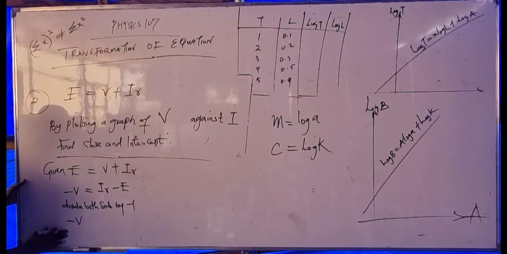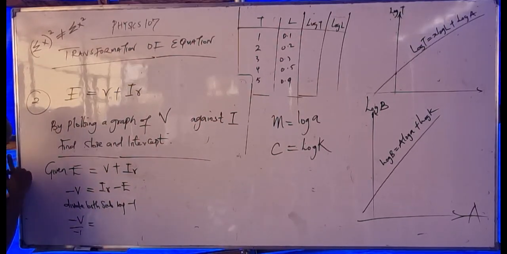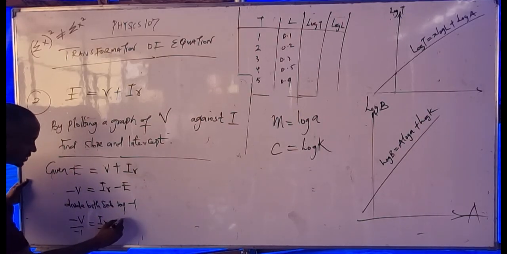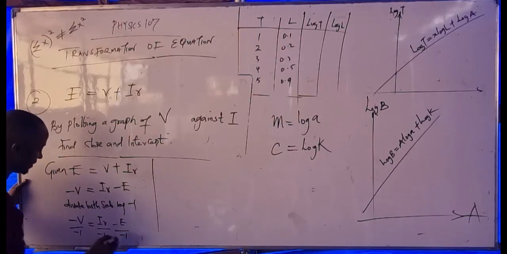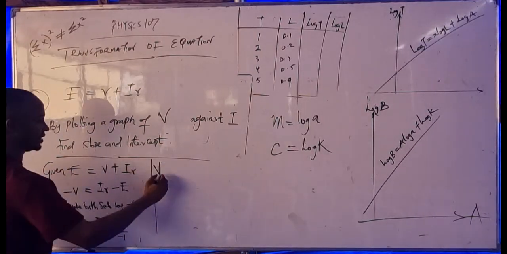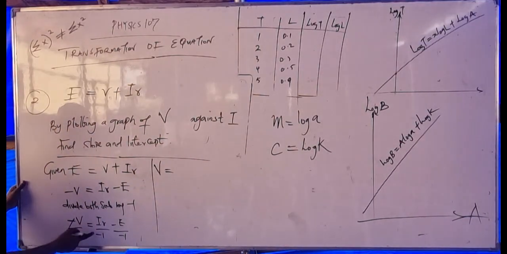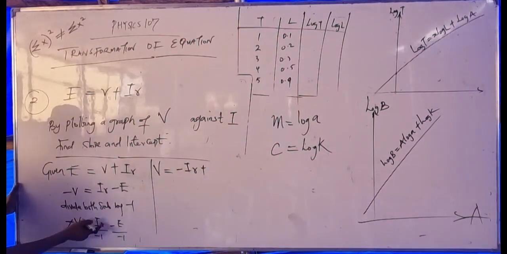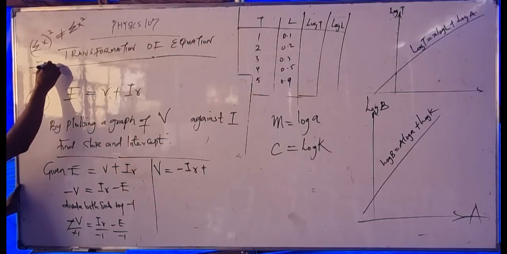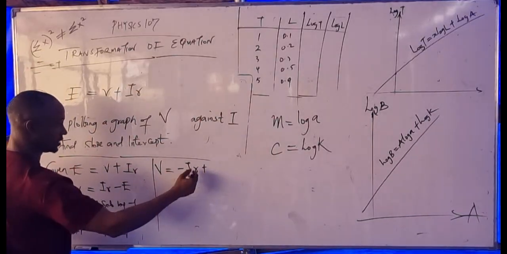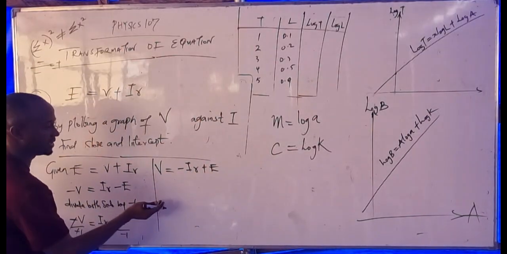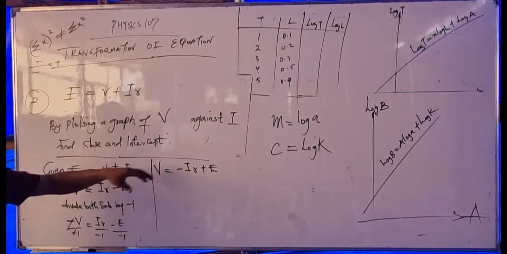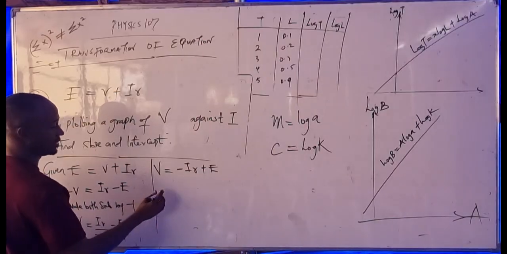That gives us minus V over minus 1 equals IR over minus 1, minus E over minus 1. What would this be? We have V equals, here, minus IR. When you divide minus by minus, what do you have? It's plus, so plus E. This can be rearranged. I'm plotting a graph of V against I. Good. V against I.